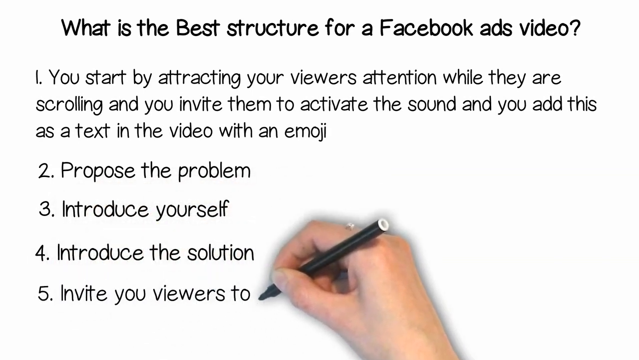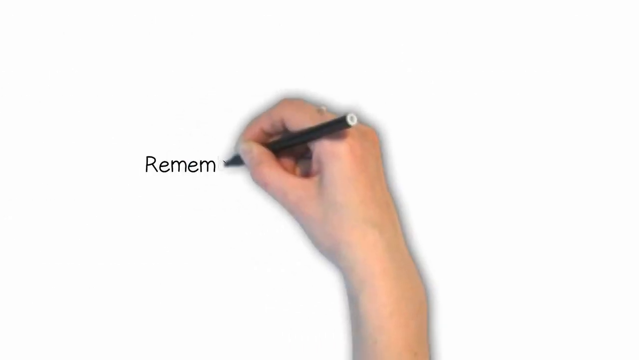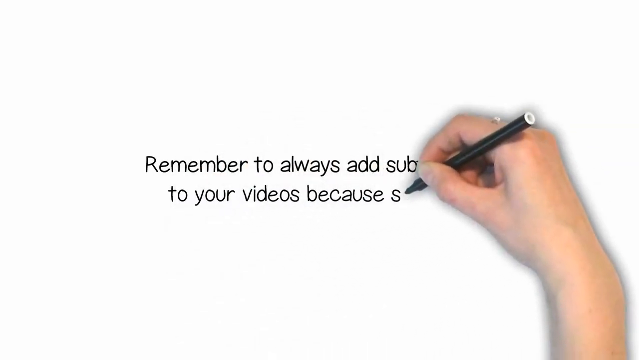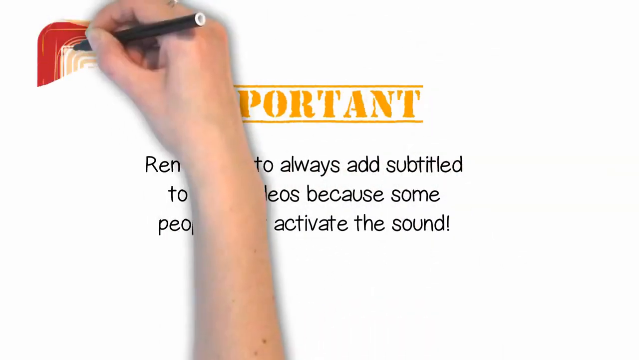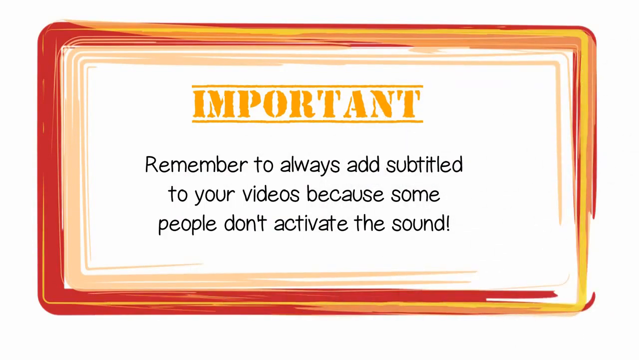Fifth, you invite your viewers to click on the link they find above the video, and you point out by your hand where they should be clicking. And remember to always add subtitles to your videos because some people don't activate the sound. In this way, you make sure that they will understand the ideas behind the video without activating the sound. You add white text with a black background for your subtitles, and I'm going to show you how to do that.